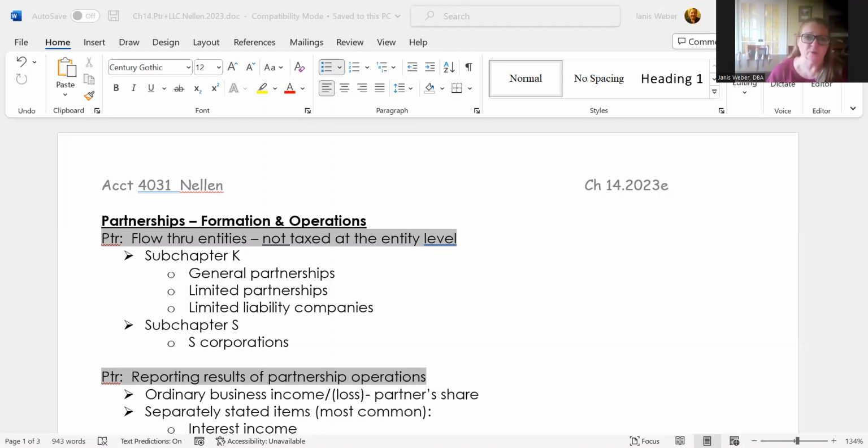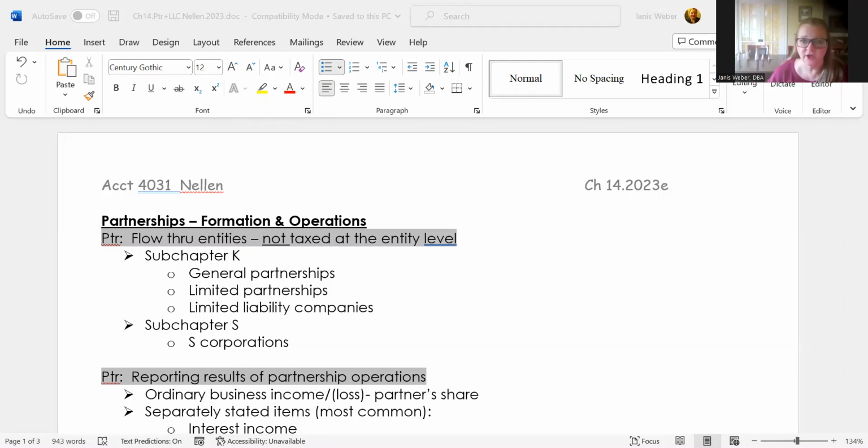Okay, so for this chapter, we're talking about the partnership part, and we generally will be talking about general partnership, but there also are limited partnerships and there are limited liability companies that are considered the same as a partnership for tax reporting. So we will just discuss some of these and give you just a broad understanding.